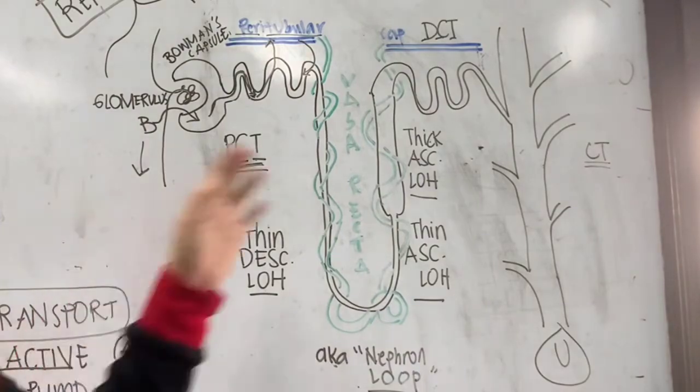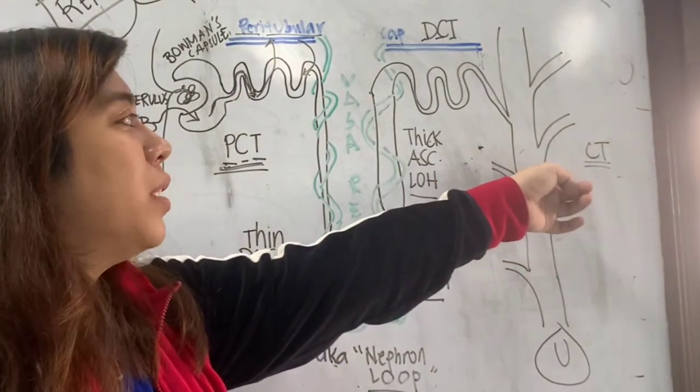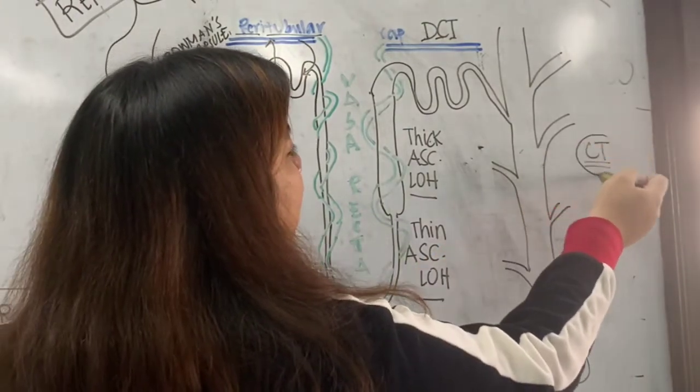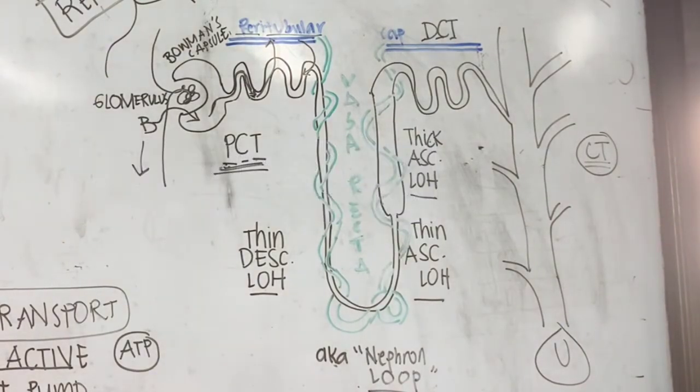And lastly, si collecting tubule ta, this is the last structure that you will have to pass through. And diba, as we mentioned earlier, very nilaban ng facultative water reabsorption. So si collecting tubule ang may final say kung ano ka-concentrated or diluted in yung urine.